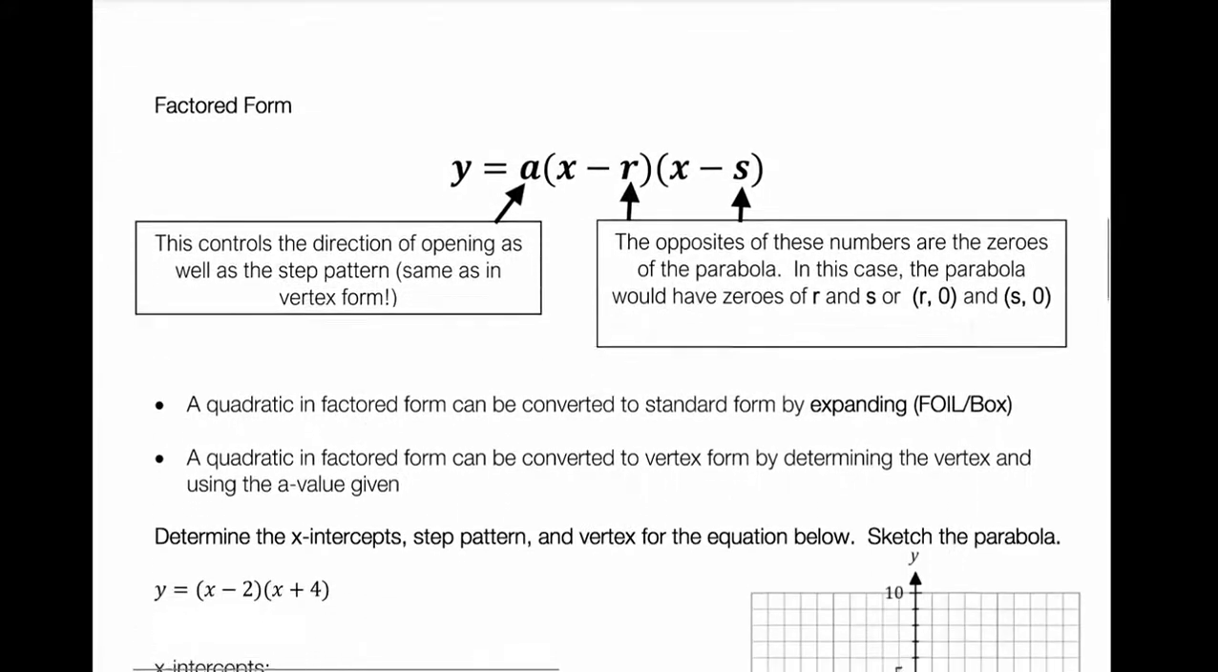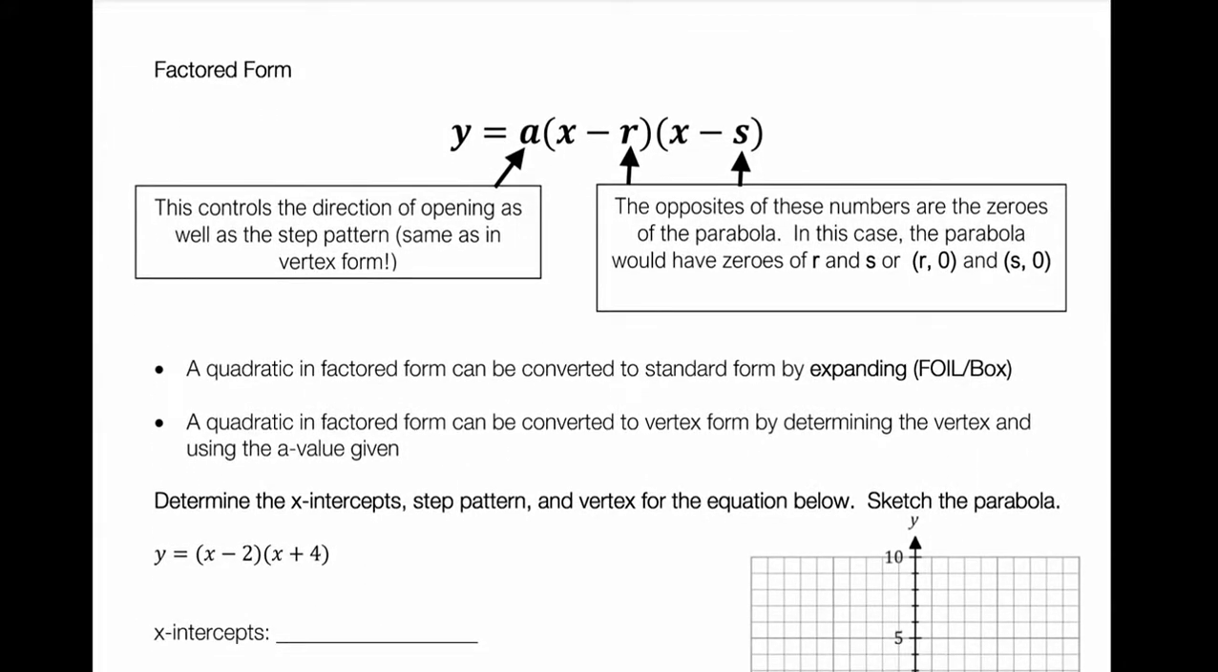Moving on to our next form. Our next form is factored form. And factored form is a quadratic that's written as y equals a times x minus r bracket times x minus s bracket. So this again tells us some information about our quadratic that helps us understand what it looks like and how it appears on a graph.